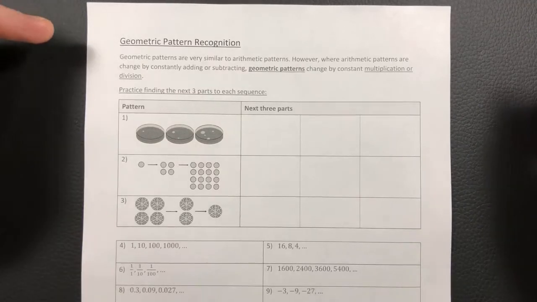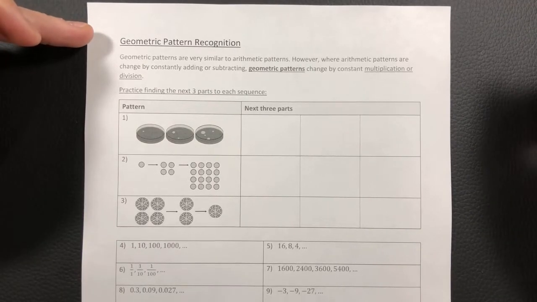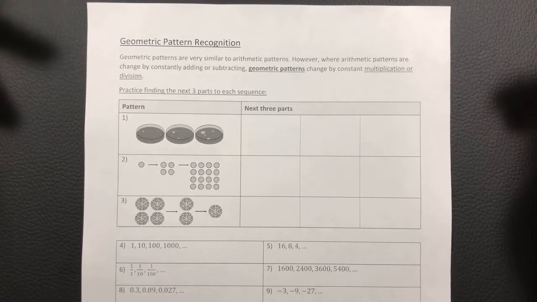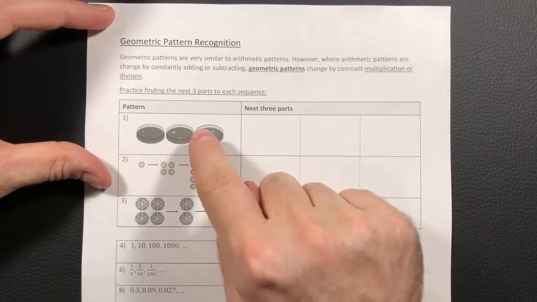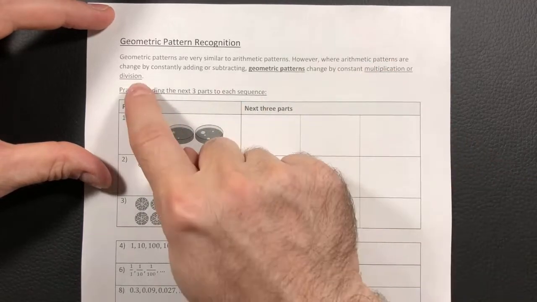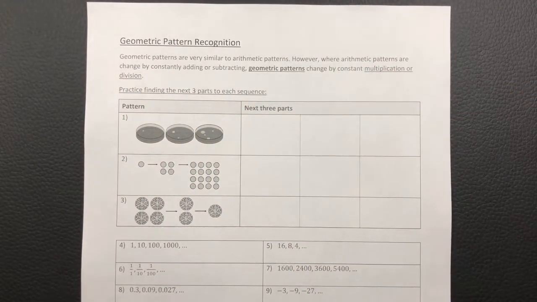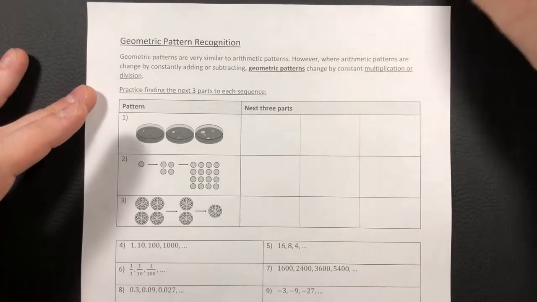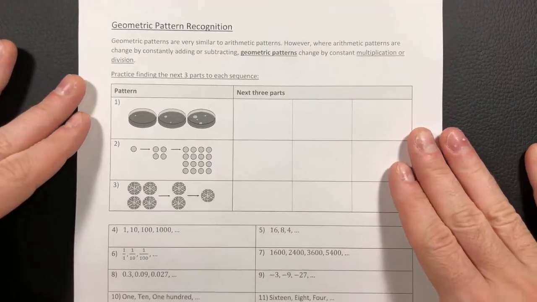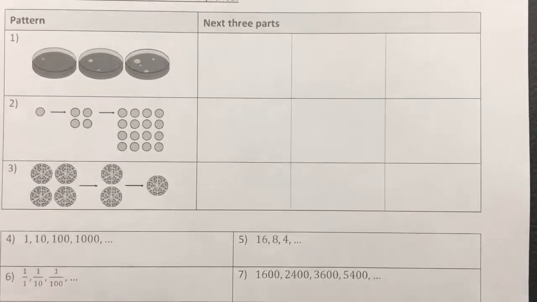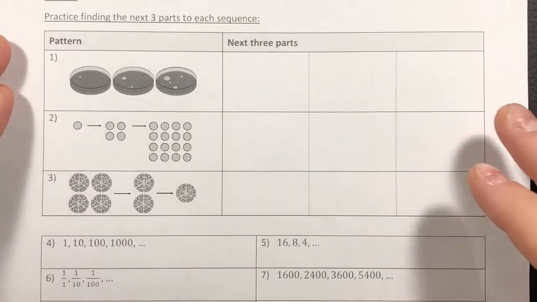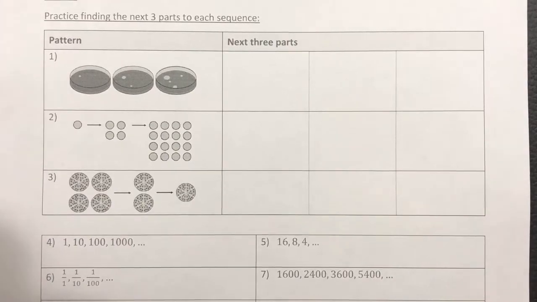So today we're going to be doing geometric pattern recognition. Now this is going to be implicitly different than arithmetic because what we're going to notice is that the change between terms is going to be constant multiplication or division. Unlike with arithmetic, when we add or subtract something each time, geometric means the population is either doubling, tripling, quadrupling, many different things can happen. So let's take a look at the first one.